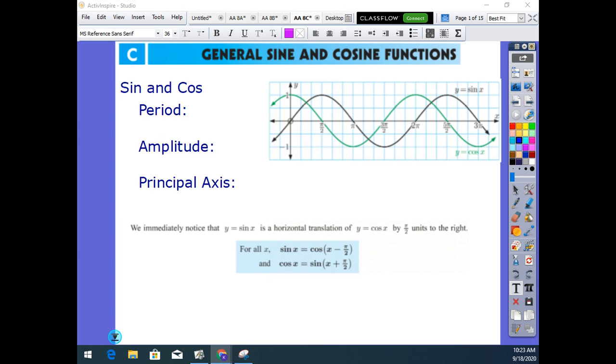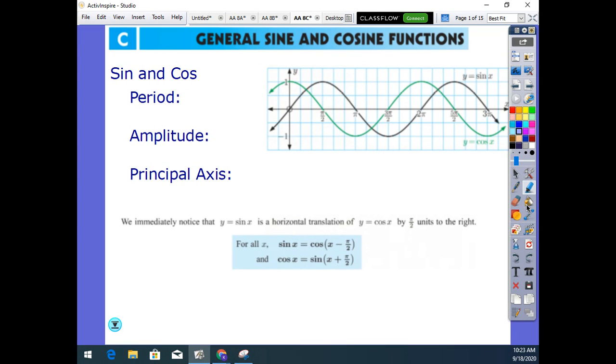Okay, so section C is all about shifting and transforming the sine and cosine graphs. So first of all, let's just remember what period means. Period is the length of the interval that it takes to repeat. So if we look at sine, if I start here at 0, when it starts to repeat is at 2 pi. So the period of sine is 2 pi.